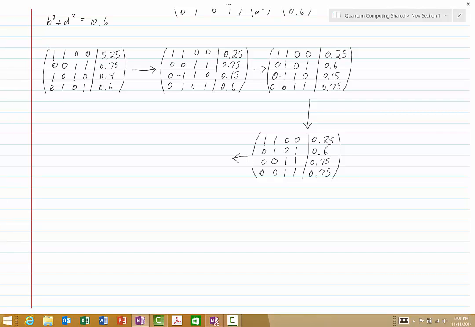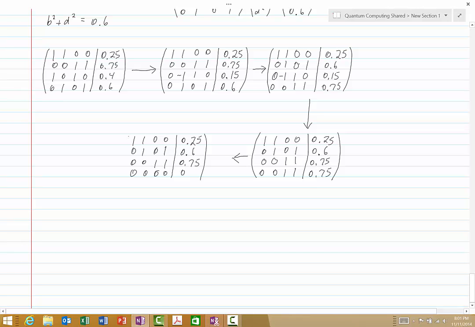Let's now add the negative of the third row to the fourth row, and we will get 1, 1, 0, 0, 0.25, 0, 1, 0, 1, 0.6, and 0, 0, 1, 1, 0.75, and 0, 0, 0, 0, 0 when we add the negative of the third row to the fourth row.